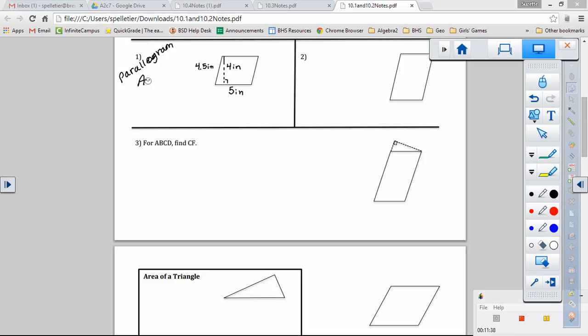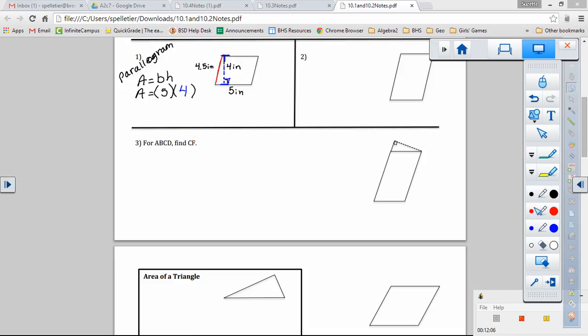Area equals base times height, and I know my base to be 5. The question is, which one of those is the height? Is it the 4.5, which represents this segment, or is it 4 inches, which represents that segment? And so I hope you say 4, because the height is always the shortest distance between the top and the bottom and forms the right angle.